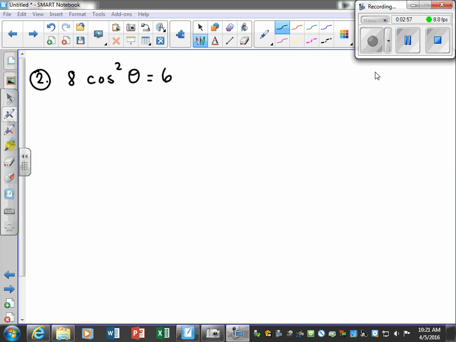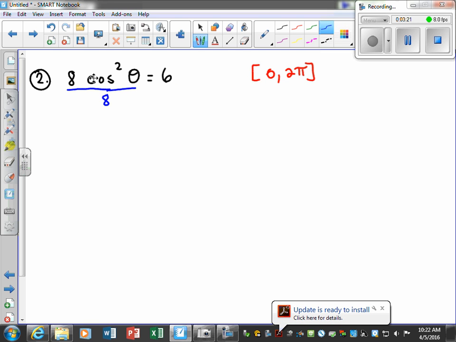All right, our next example is 8 cosine squared theta equals 6, with theta between 0 and 2 pi, just to remind ourselves. First of all, we want to get cosine squared by itself. So what would we do with this 8? We divide both sides by 8. Good. So divide this side by 8 and this side. That would leave us with cosine squared theta is equal to, let's go ahead and reduce that now, 3/4.